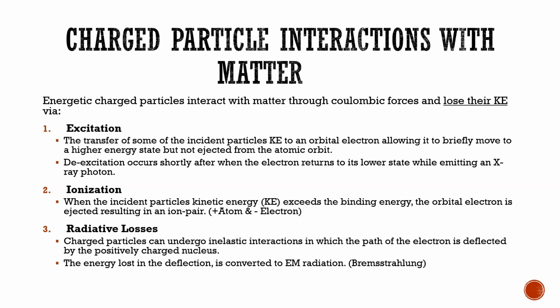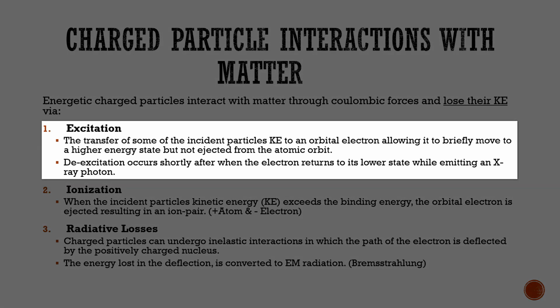Okay, so now when electrons or particulate radiation interact with matter, there are three possible types of interactions: 1, excitation; 2, ionization; and 3, radiative losses. We'll discuss them briefly, one at a time, of course starting with number 1, which is excitation. In this scenario, this is the transfer of some of the incident particle kinetic energy, once again we're referring to the electron, to an orbital electron of the atom itself.